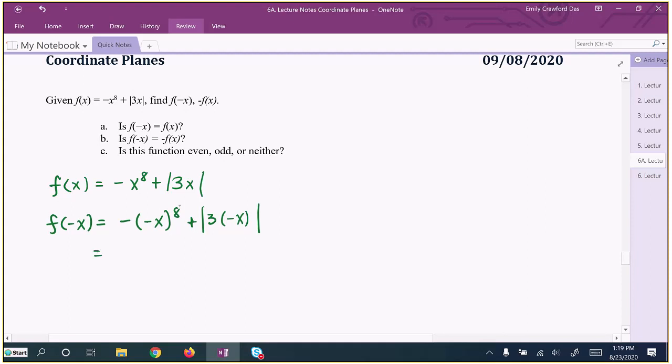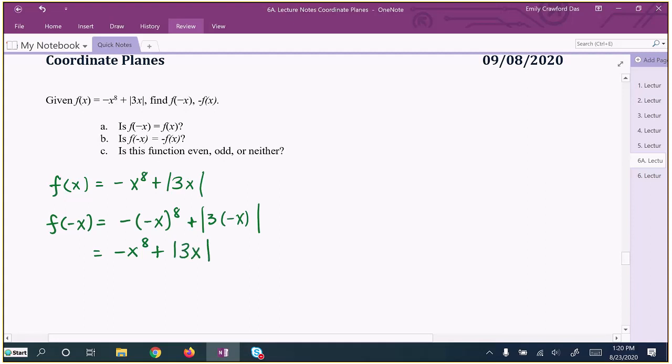And for minus x to the power 8, I know that minus times minus is plus. So if I have 8 copies of minus x, then I have 4 pairs, so they all become plus because I have an even number. So this is minus x to the power 8. And this is absolute value of minus 3x, but absolute value of minus 3x is just absolute value of 3x.